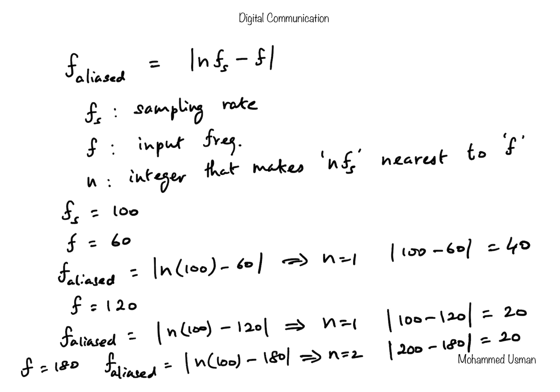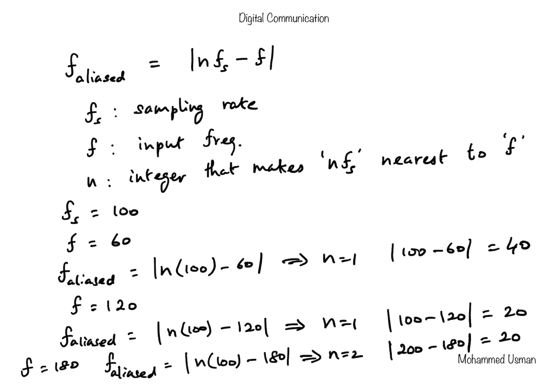Now another important observation that we have to make here is that there could be multiple higher frequency values that could get mapped onto the same lower frequency values. For example, the original frequency 120 is getting aliased to 20. The original frequency 180 is also getting aliased to 20. So there are multiple frequency components which are getting distorted and mapped onto the same lower frequency.